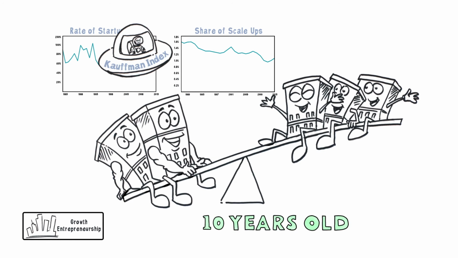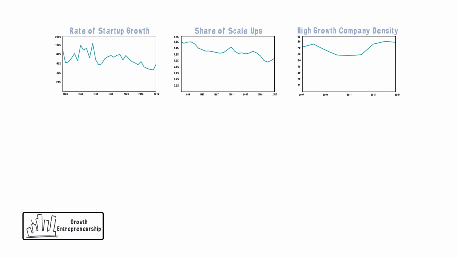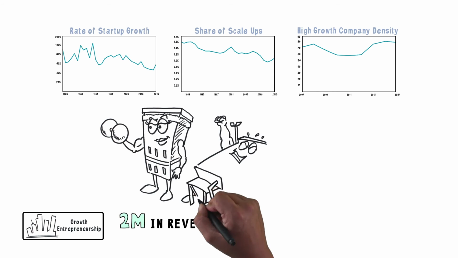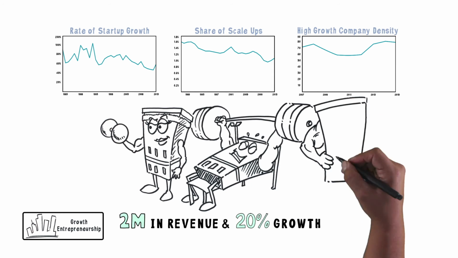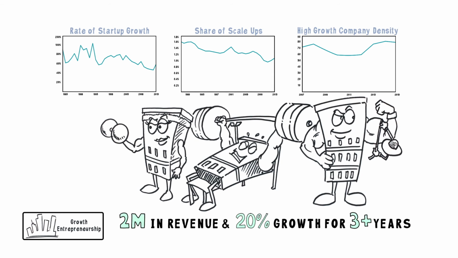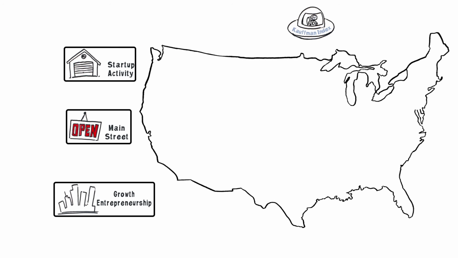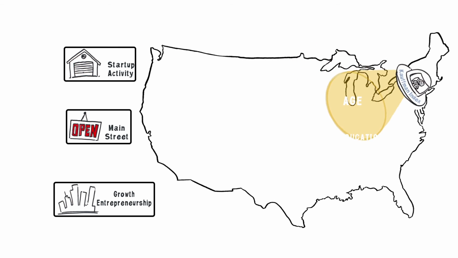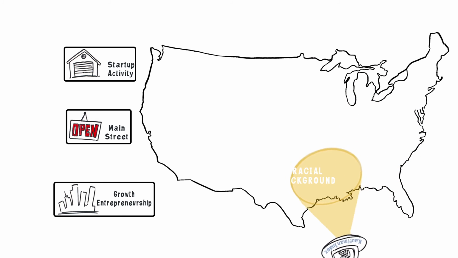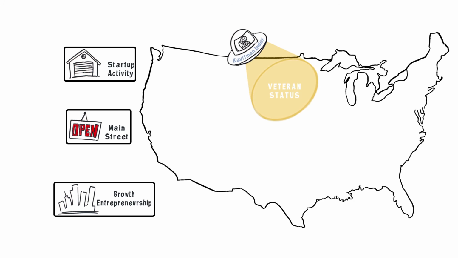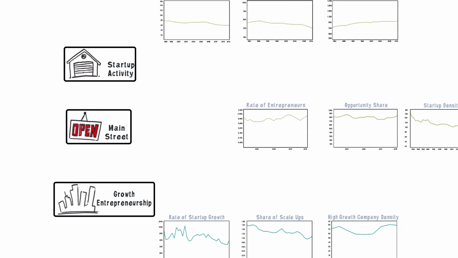The third indicator is high-growth company density. It looks at private businesses with at least $2 million in revenue and at least 20% annual growth for over 3 years. Whenever the data is available, we look at gender, age, educational background, racial background, immigration status, and veteran status. You can mix and match things however you want.